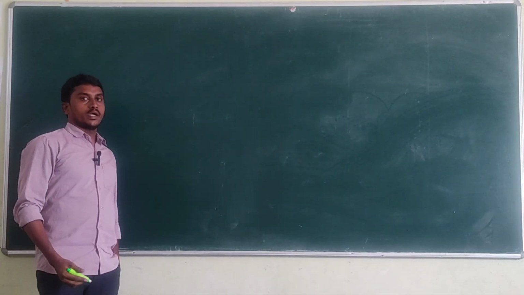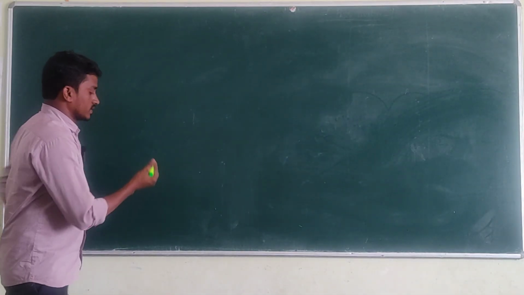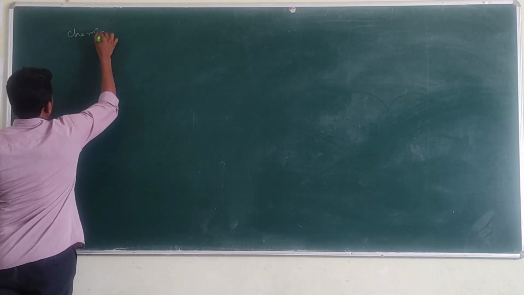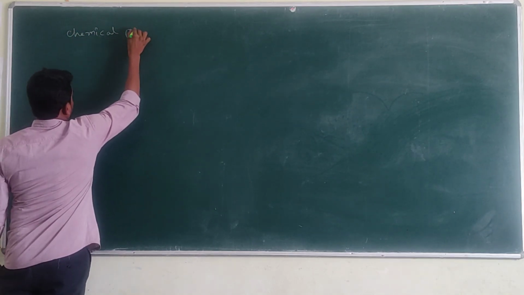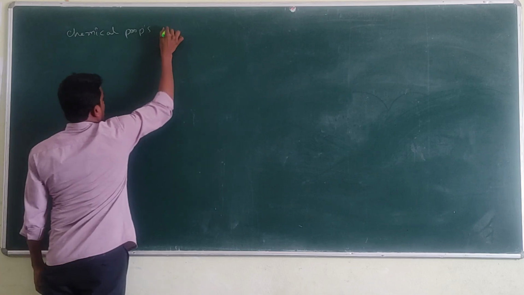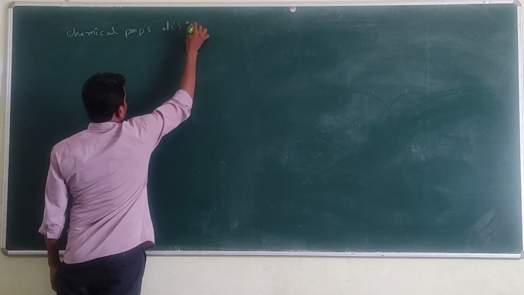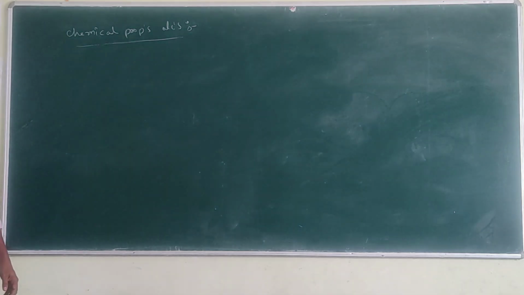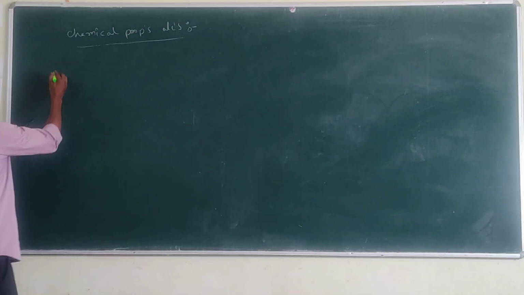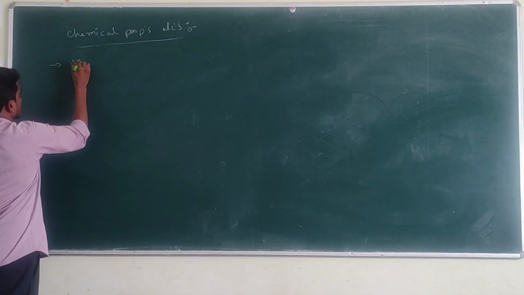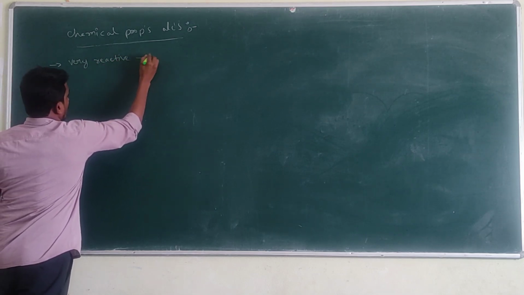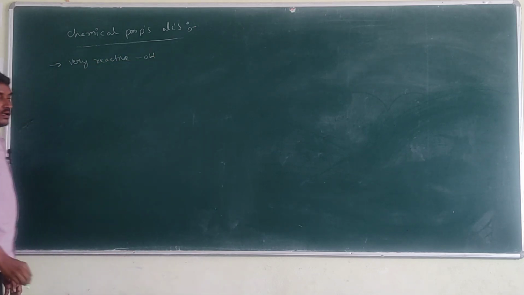In this video, I am going to discuss chemical properties of alcohols. The main reason for the chemical reactions of alcohols is that a very reactive OH group is present in the alcohols.